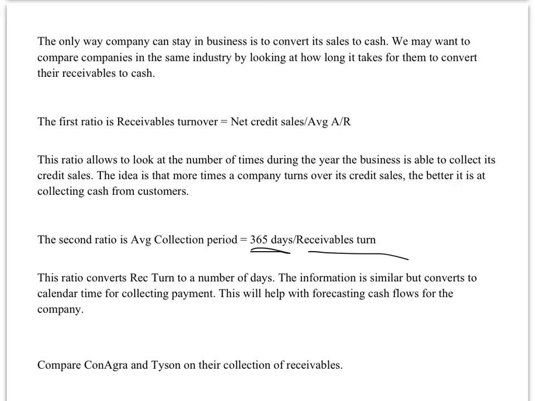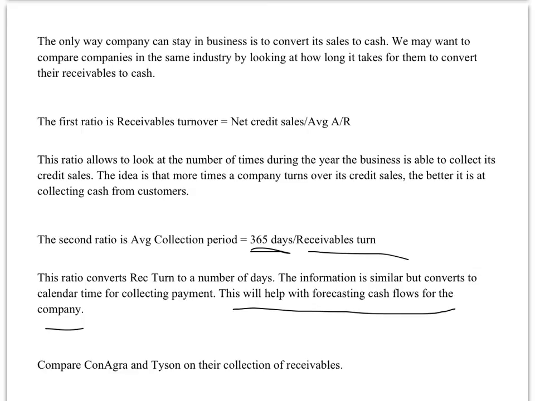Now, the reason we do these two things is when it gets into forecasting. Let's say sales increase by 5%, and assuming a constant receivables turnover, no change in the credit quality of our customers, we'll get an idea of how fast and how much cash we're going to have, how quickly that cash will build up to do other things. So that gives us an idea when we talk about forecasting and trying to figure out what cash flows are going to be in the future. These ratios start helping us.